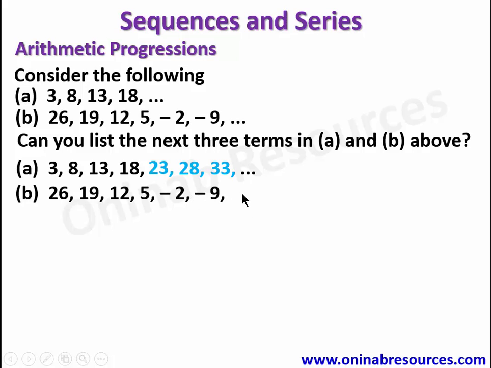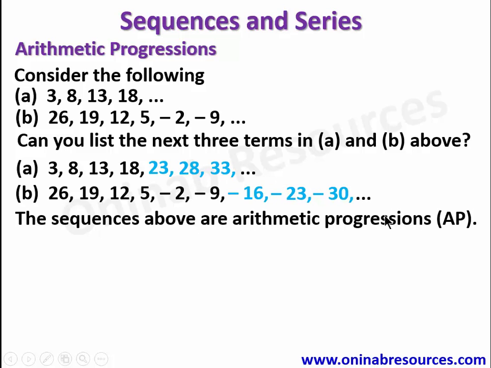Therefore, to get the next term here, we say -9 plus -7 gives -16. -16 plus -7 gives -23. -23 plus -7 gives -30 and so on. So we have gotten the next three terms of the two sequences.